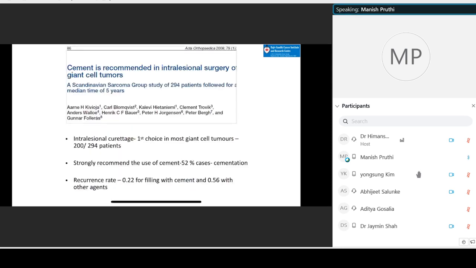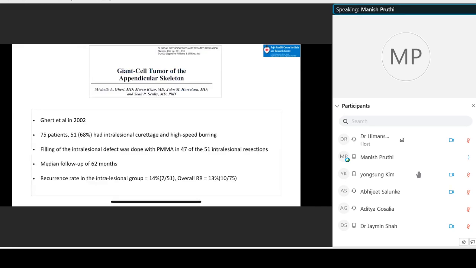And this is what the literature also suggests, that cement is a very good filling agent in a giant cell tumor, and the recurrence rate with cement is low, and the other papers also suggest the similar thing.